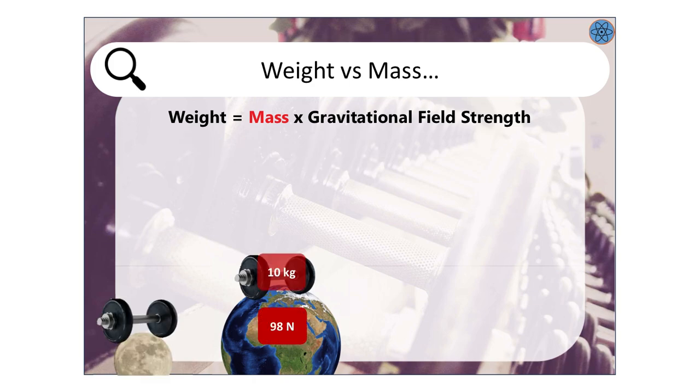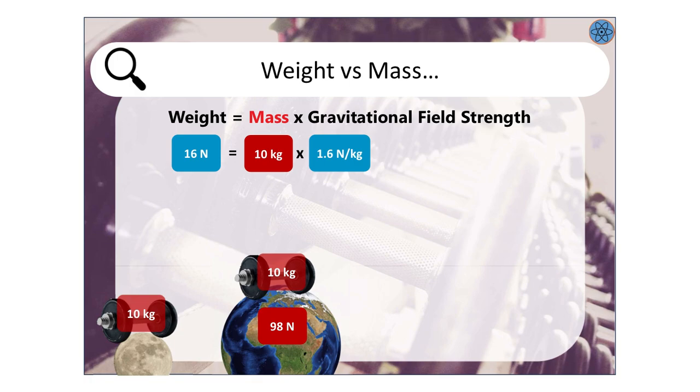Let's imagine we can now move the mass onto the moon. The object's mass remains the same. The amount of stuff or matter is still 10 kilograms. However, the moon has a sixth of the size of the gravitational field strength. So therefore, it will be easier to pick the mass up. That's because on the moon, 10 times 1.6 gives us a weight, or a force required to lift it up, of 16 newtons. So that's a lot easier than the 98 on Earth.